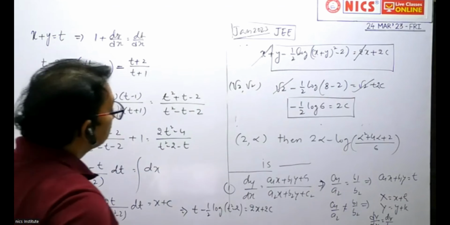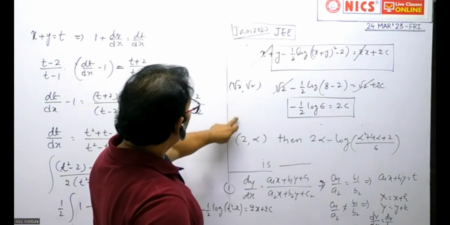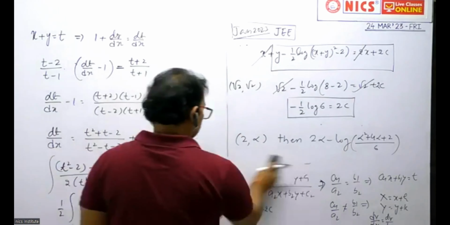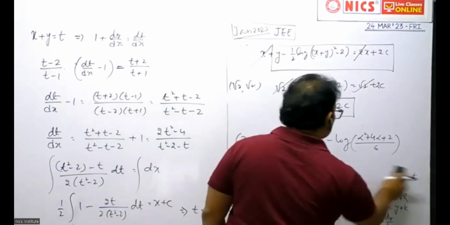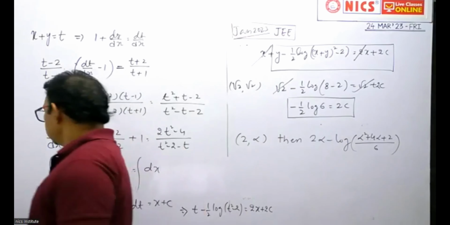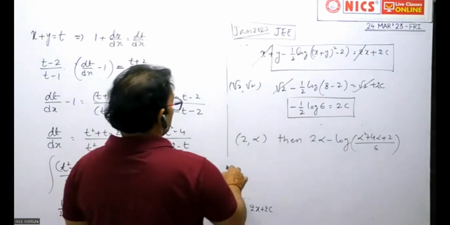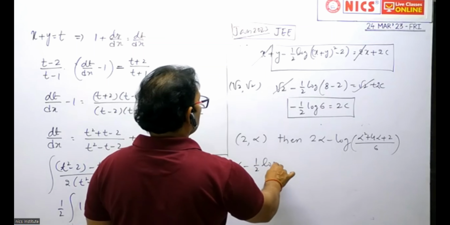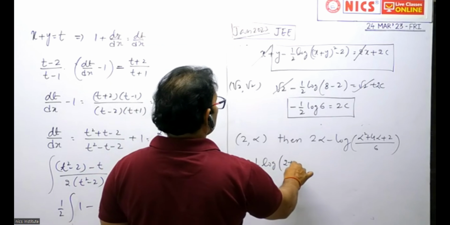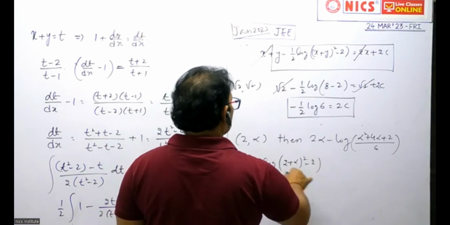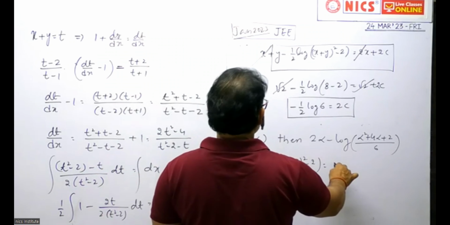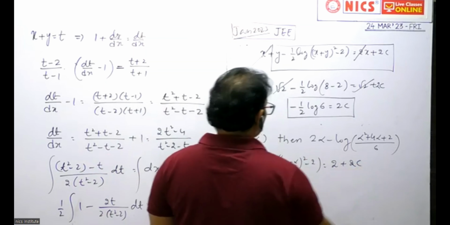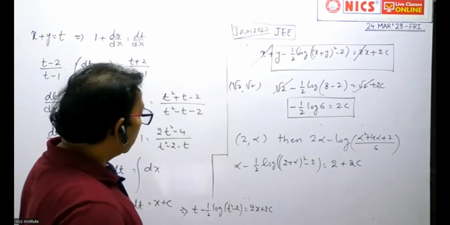Now you substitute the second point. The second point (2 alpha, alpha) also passes through this curve. Substitute that. So the other point: y is alpha, 1 by 2 log x, x is 2, y is alpha, and there you can substitute the value of 2 alpha.